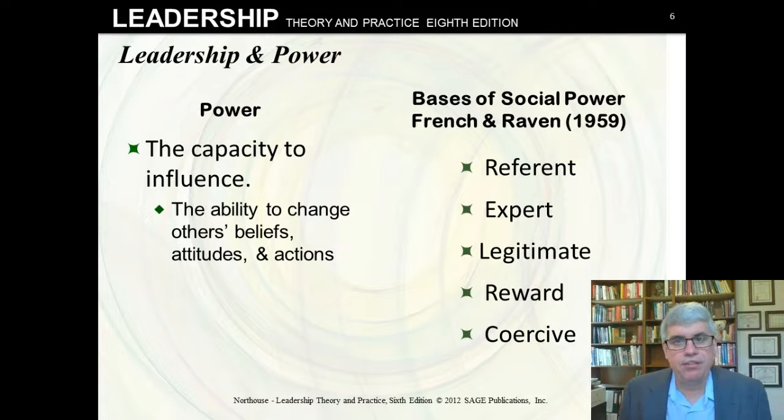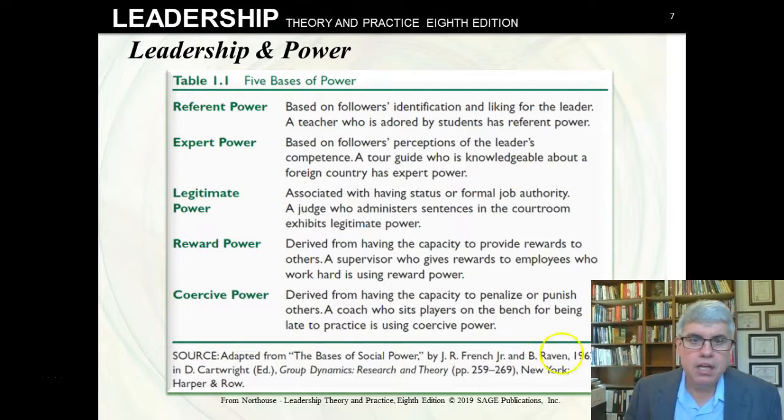Now, an excellent understanding of power in organizations, power in social relationships, describing how a leader, whether an assigned or an emergent leader, interacts with people, are the 5 categories presented by French and Raven, known as referent, expert, legitimate, reward, and coercive. Let's look at these 5 bases, these 5 ways of exerting power. So this is table 1 from your textbook there.